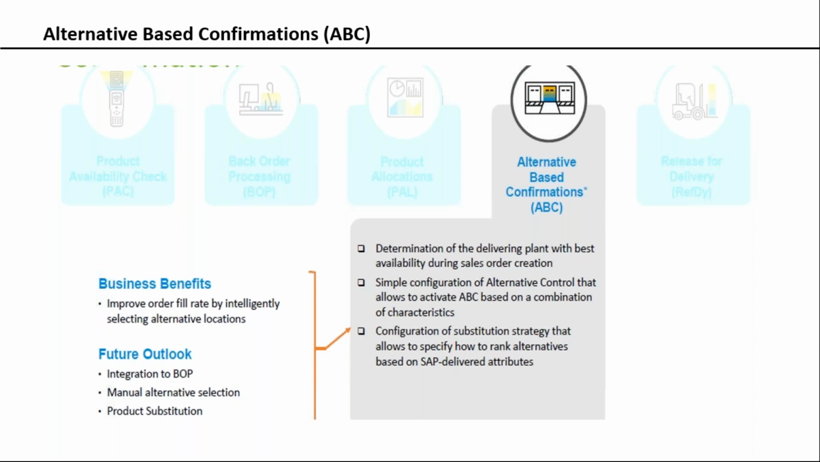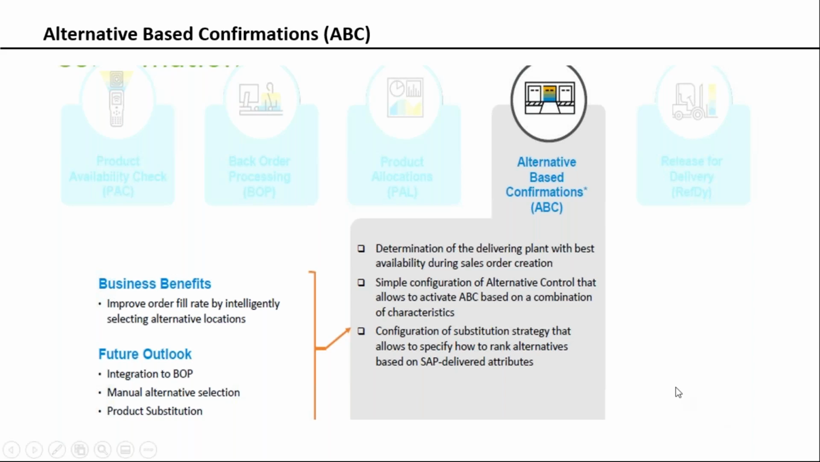So still the product substitution as of 1809, only location substitution is available, and still that does not support any BOP. But in 1909, alternative based confirmation for locations can be supported, as well as product substitution also released in 1909. Because there are some clients who are already using location substitution and product substitution together in APO ATP. For them, if they want to migrate, the product functionalities should exist in S4HANA before their migration.